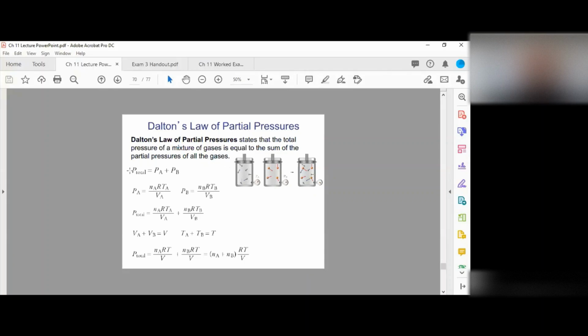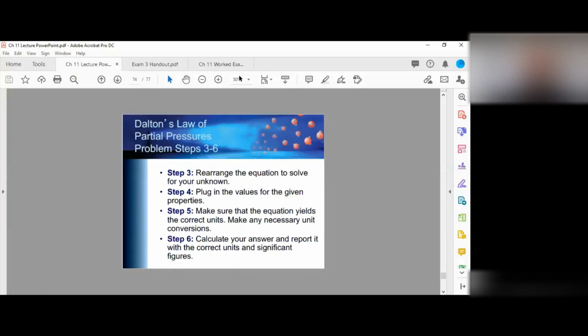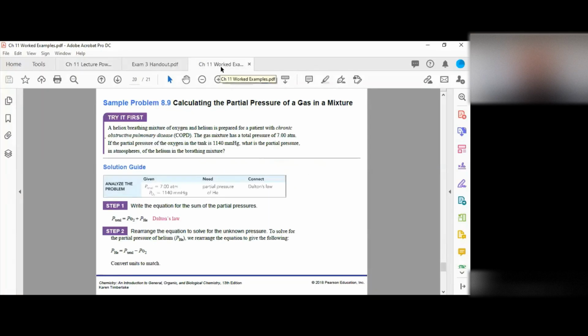And you're only going to be required to know this top part, which is, once again, P total equals partial pressure of A plus partial pressure of B plus partial pressure of C, or whatever number of gases, compounds in the container. So here's a question that is an application of this partial pressure or Dalton's law.